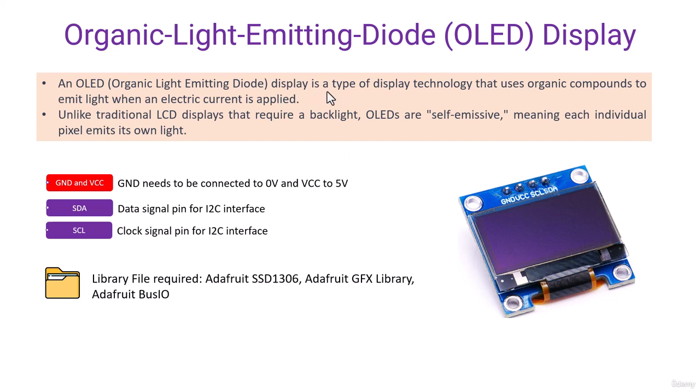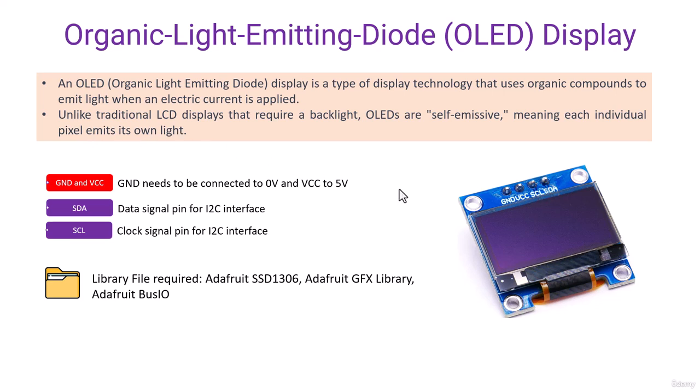An OLED display is basically a type of display technology that uses organic compounds to emit light when an electric current is applied. Unlike traditional LCD display that requires backlight, OLEDs are self-emissive, meaning each individual pixel emits its own light. So that's the difference between LCD and OLED display.